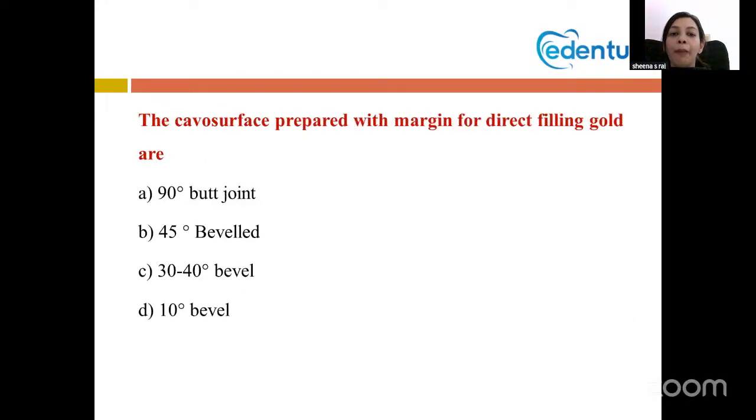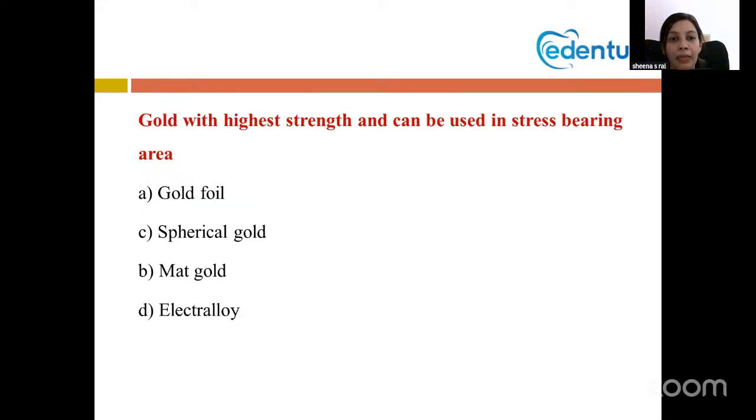Now, the cavosurface prepared with margins for direct filling gold. We have already studied the various cavosurface margins for cast metal, amalgam, etc. So it is a 30 to 40 degree bevel that is given in direct filling gold. Please keep in mind. Gold with the highest strength that can be used in stress bearing areas is Electralloy. Electralloy is a combination of 0.1 percent calcium with gold. This calcium acts by the dispersion strengthening method, which makes the gold alloy stronger.